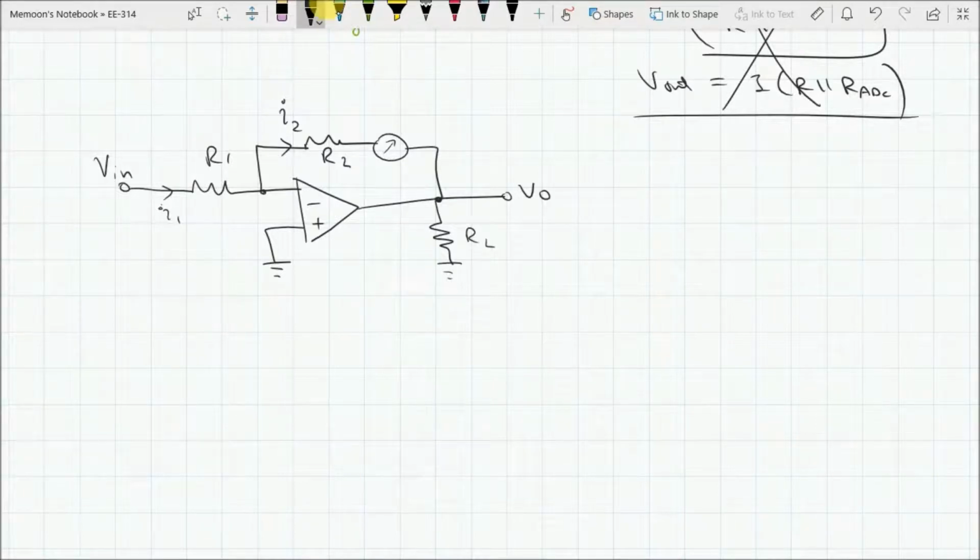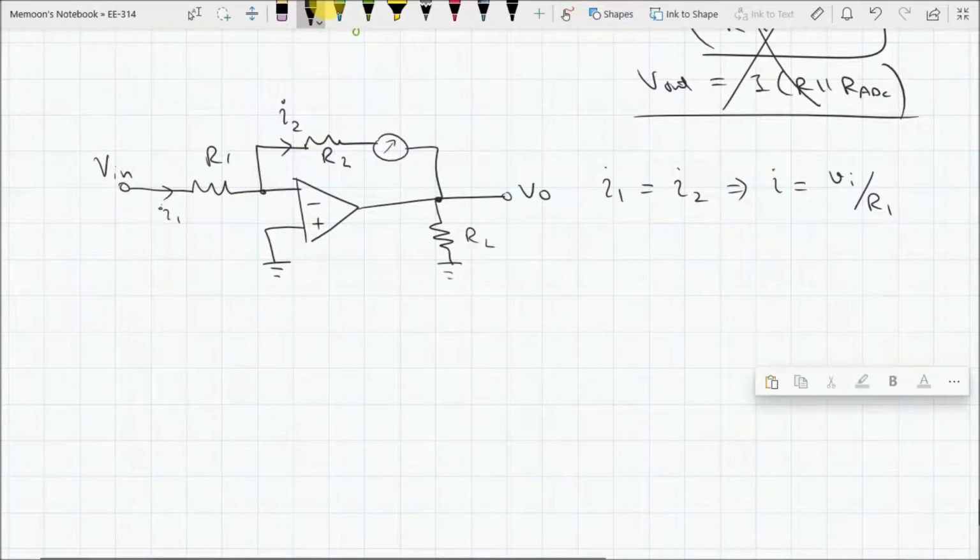As we know that I1 is equal to I2 because no current flows in or out of these terminals. This implies that I is equal to Vi over R1. I think we can all agree to this. Now, this current I is independent of your R2 and your RL.